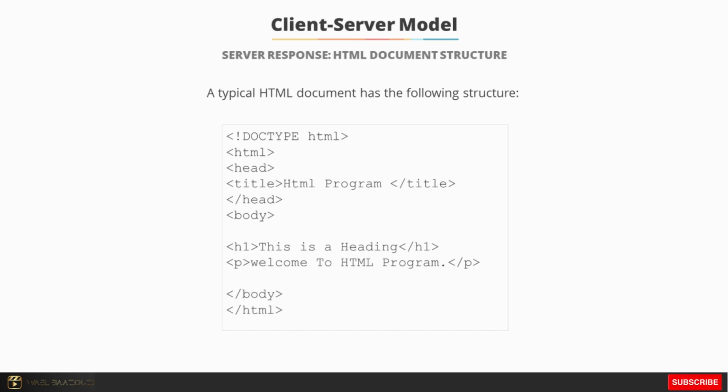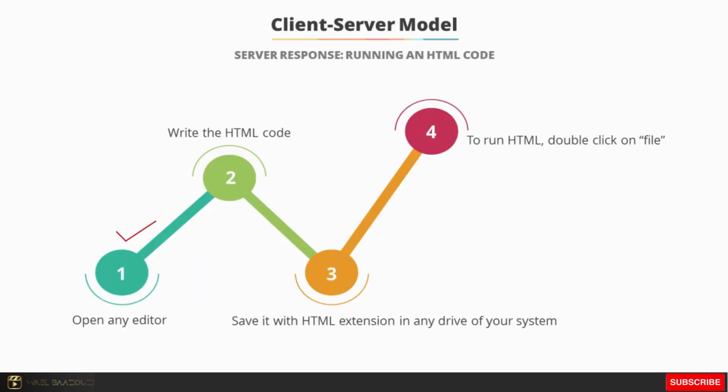So you can see doctype HTML indicates we are using version 5. You have the HTML tag, the head tag and the body tag, which typically contains the title. This is the standard structure of an HTML file, and you expect this as a response to any servlet or JSP code that you have on the server side. So you open an editor, write HTML code, and save it with an extension in the drive of your system. You just double click on the file and it will open the HTML file if you just want to access it on your local system.